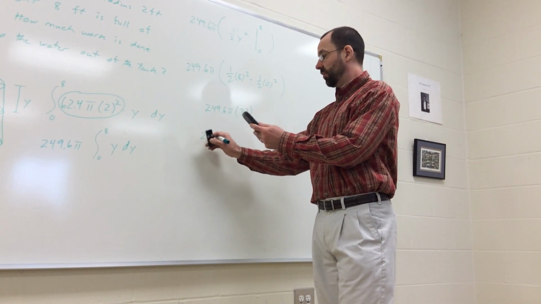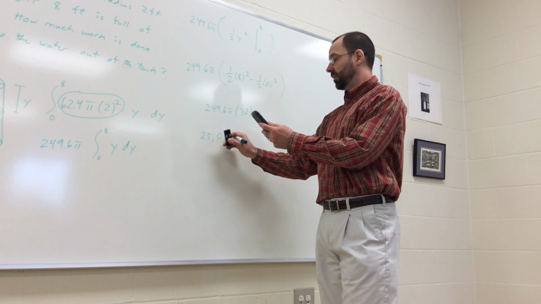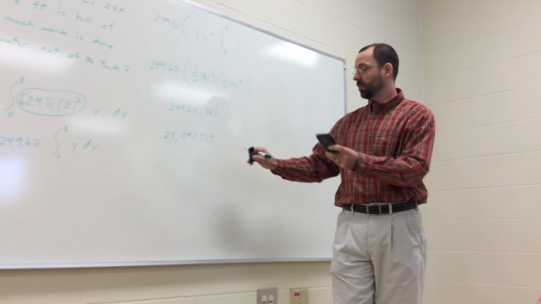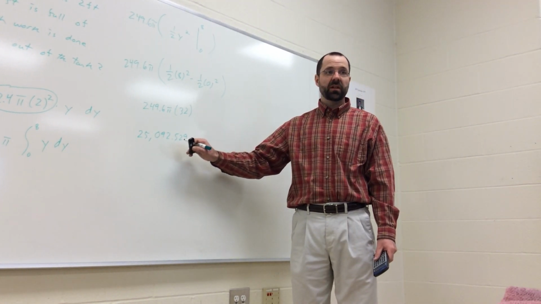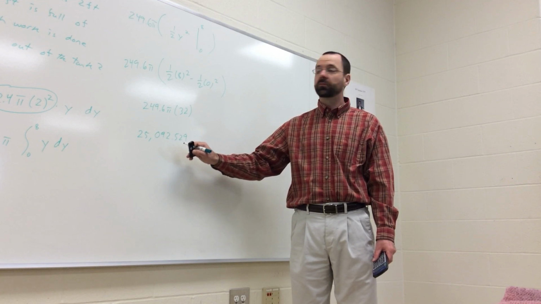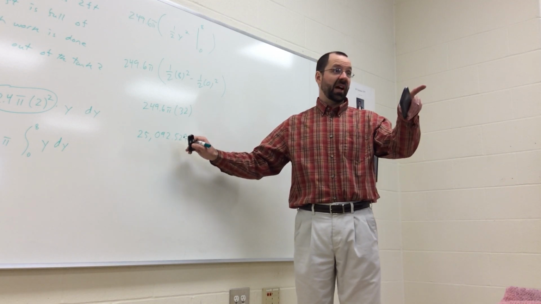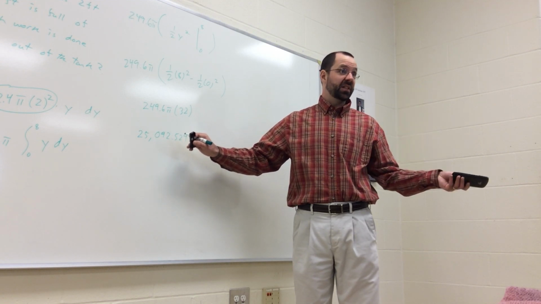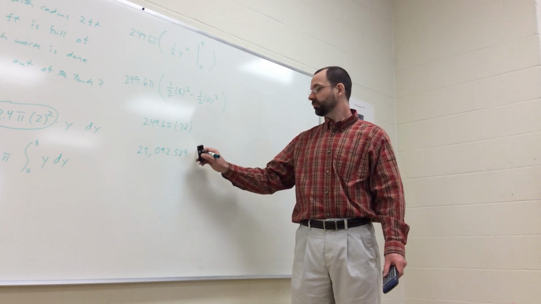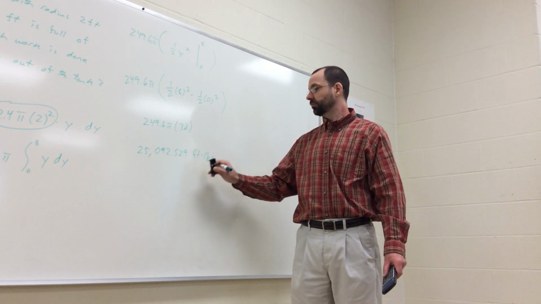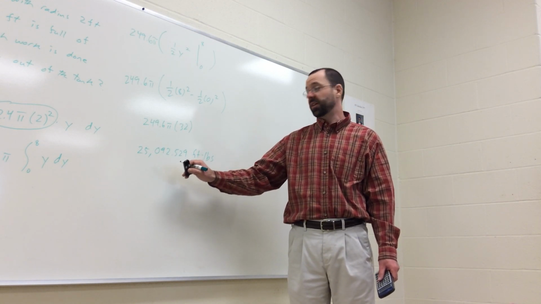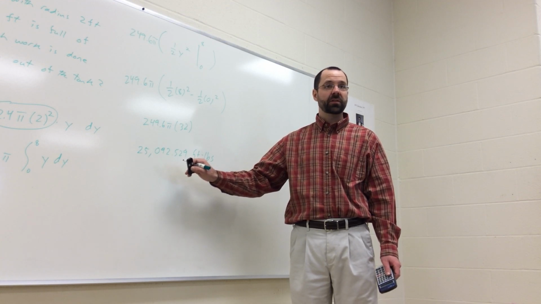So that's 25,092.529. What would the label be there? The force is in pounds, but then we multiplied it times the distance, which is in feet. So this is in foot-pounds. So the final answer for that problem is 25,092.529 foot-pounds.